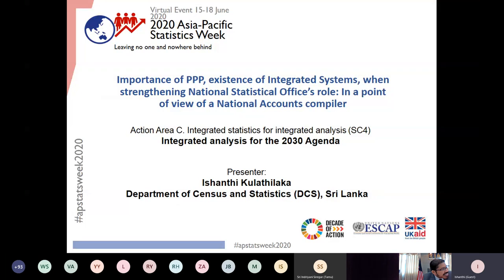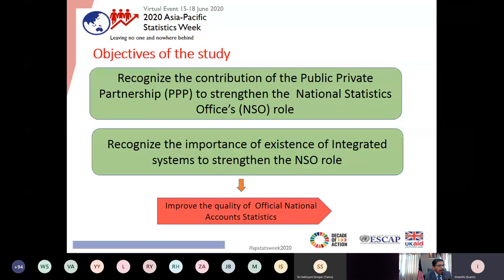I wrote my research paper based on the 6 years of experience I gained through working at the National Accounts Division. The title of my paper is Importance of Public-Private Partnership, that is PPP, Existence of Integrated Systems when Strengthening the National Statistics Office's Role. I'm looking at this study as a National Accounts Compiler.